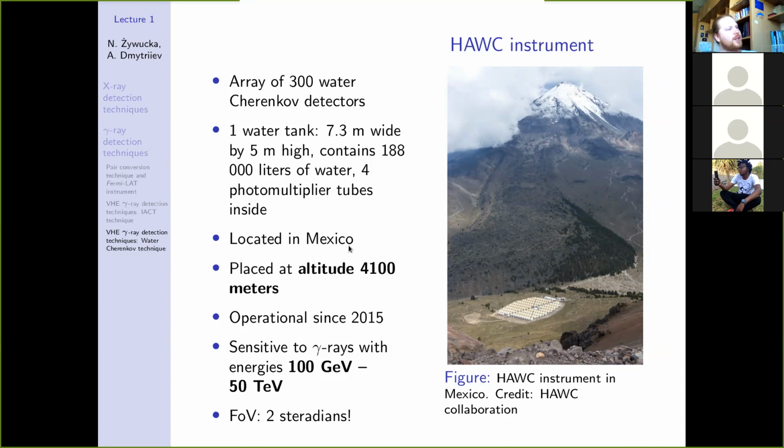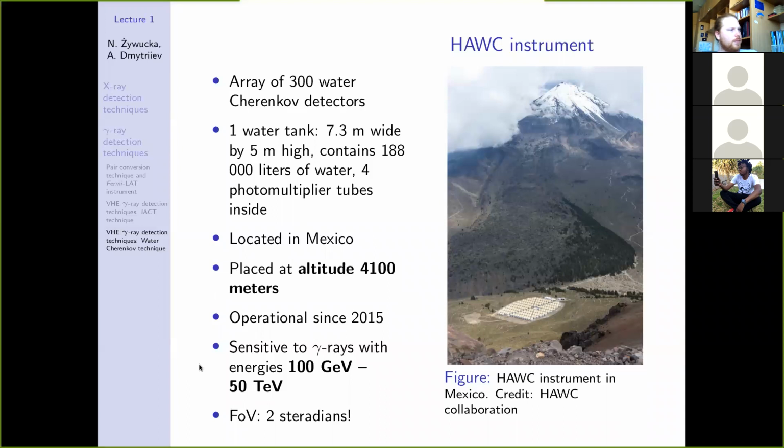So it's located in Mexico, I already said. The altitude is quite high, 4,100 meters. It allows you to measure more particles, so have more reliable statistics and lower your energy threshold. HAWC was deployed and has been operational since spring 2015, and it's sensitive to gamma rays with energies from, okay, 100 GeV, maybe that's very optimistic, but a few hundred GeV, up to 50 TeV or even 100 TeV.